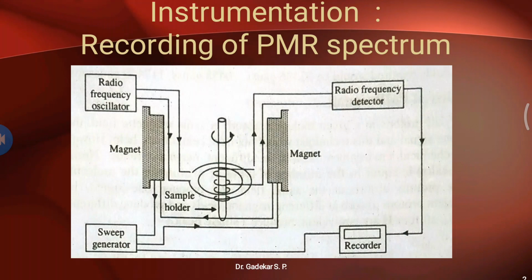Next, the sample. In this PMR instrument, we use a very small amount of substance, about 2.5 milligrams, and this substance is dissolved in a few ml of solvent. About 0.5 ml of solvent is needed.